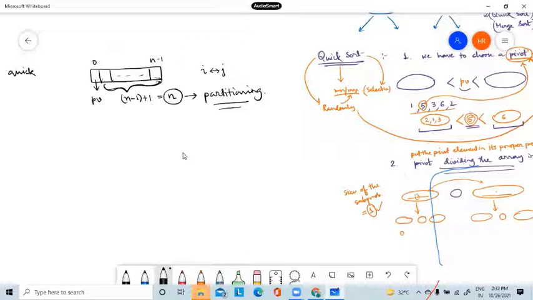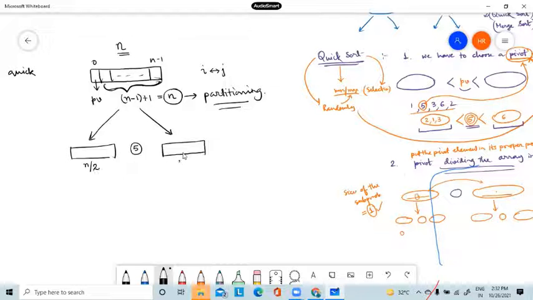And after this amount of comparison, what will I get? I will get two sub-arrays. Correct? Now see, one element is sorted and I am getting two different sub-arrays. So I can assume that this is initially of n elements. Now these two sub-arrays are almost equal to n by 2. And this, remember, is for the best case.